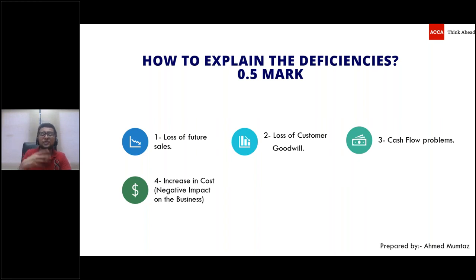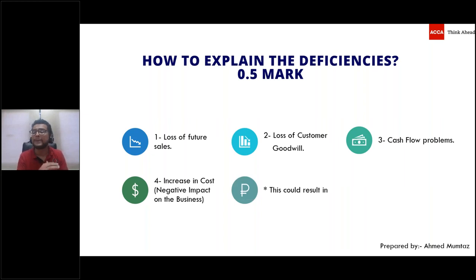It could lead to cash flow problems. It could lead to extraordinary cost, which is going to create a negative impact on the business. So this is how you explain the deficiency. You have to wake up the client. You have to make them understand that this is something wrong. And if they are not going to resolve this issue, they will be facing the consequences. How are you going to explain the deficiency?